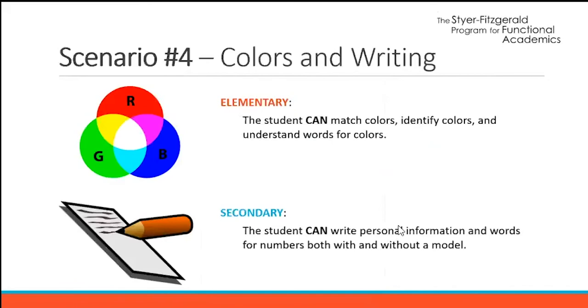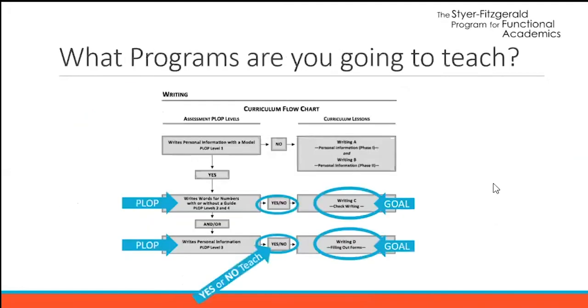Scenario 4, the student can match colors, identify colors, and understand words for colors. That's for elementary. For secondary, students aren't taught colors. That's one of the things that drops when you move from elementary to secondary, my bad. So for secondary students, they're going to learn something different and be assessed on something different, and that is the student can write personal information and words for numbers both with and without a model. Okay, so let's do the secondary first.